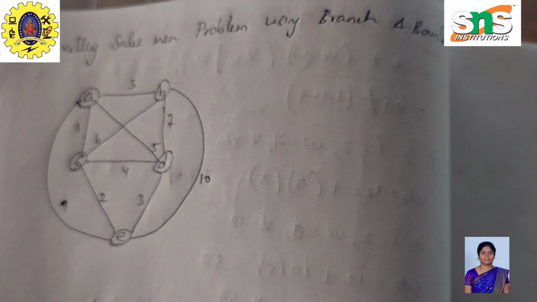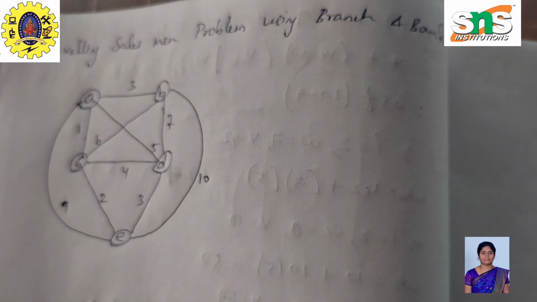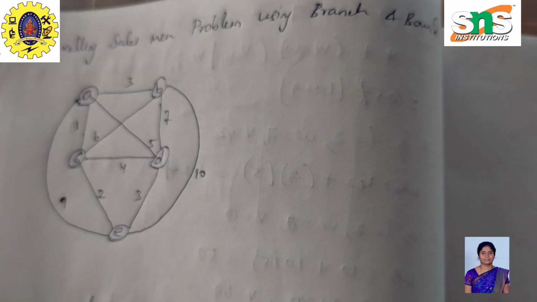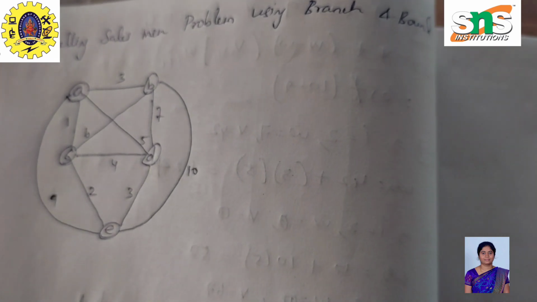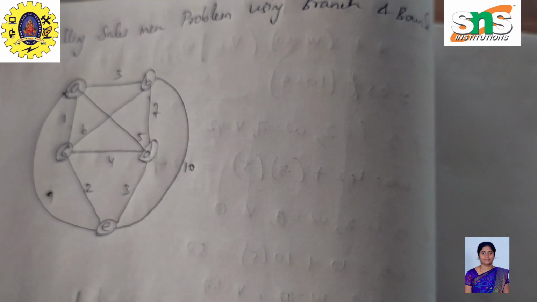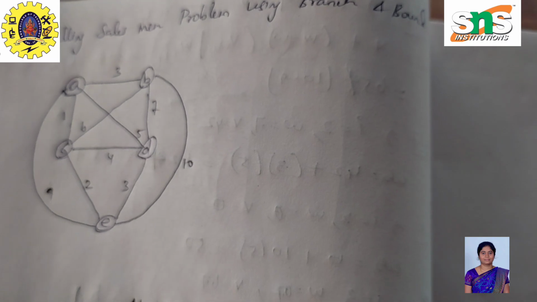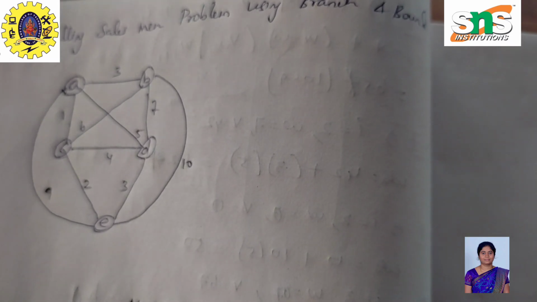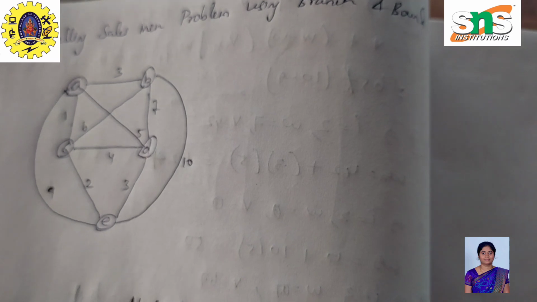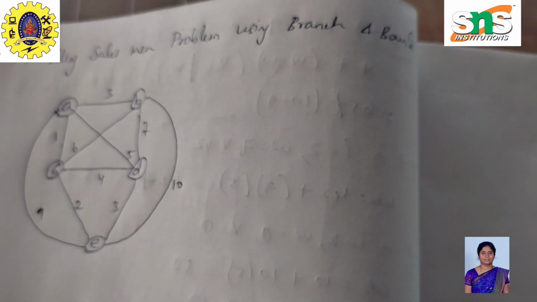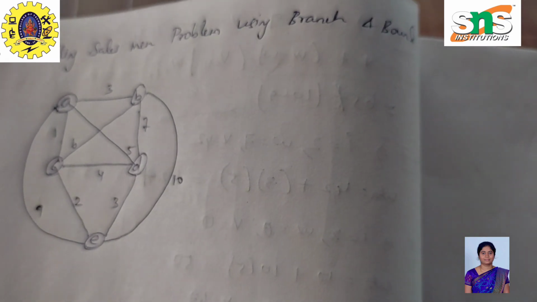So I am starting with A, and for the traveling salesman problem we have to visit all the nodes and get back to the source node. In this we should have the minimum traveling weight. We have to find which node to be visited first and which will be the second. That has to be calculated by using the branch and bound method for the traveling salesman problem.